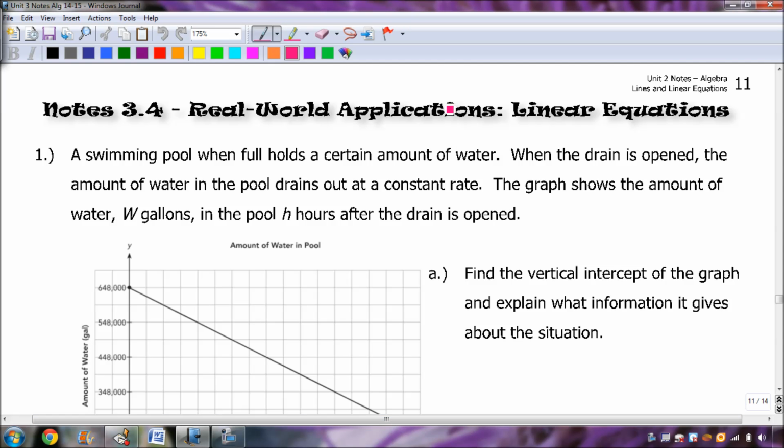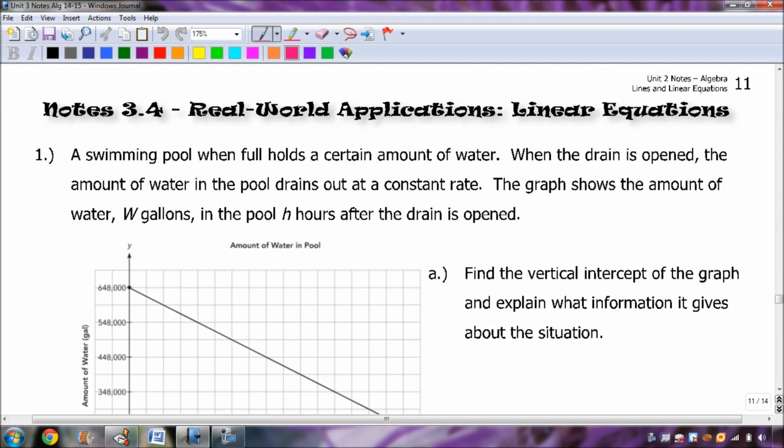All right, notes 3.4 are on real-world applications of linear equations. We are going to apply everything that we learned about slope and y-intercept to real-life scenarios. This is probably one of the most applicable things that you will have in your everyday lives. For example, you go to buy a cell phone contract, and once you buy into the contract, you have to pay a certain amount of money every month. That would be your y-intercept. And then extra money per extra call you make or per extra text message you send, unless of course you have like an unlimited plan.